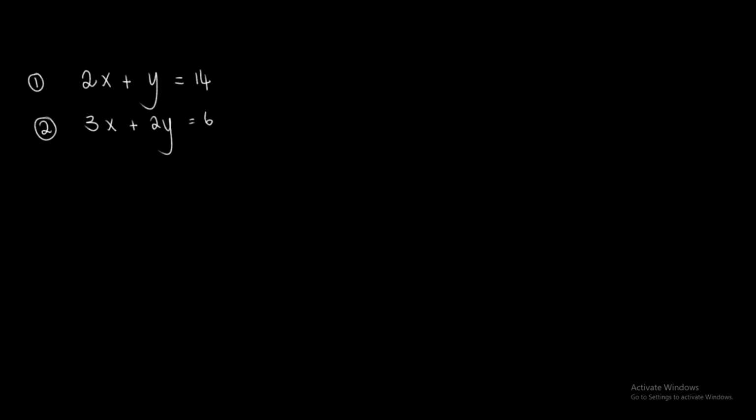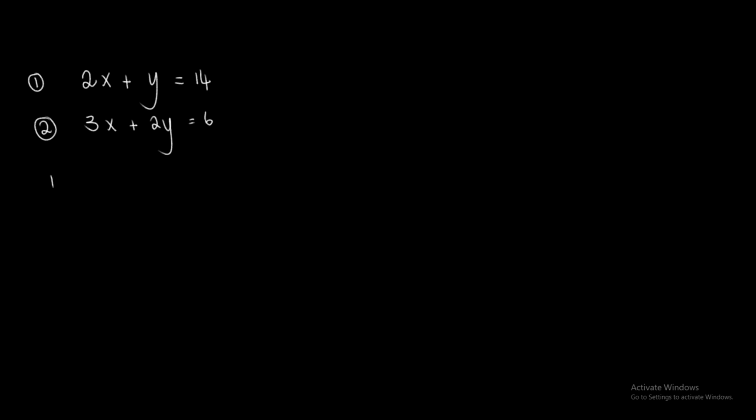So how do we solve this system of equations where we don't have the same variable? Notice that I have two different y's and two different x's. Well, the goal now would be to create either a similar x or a similar y. So how can I do that?